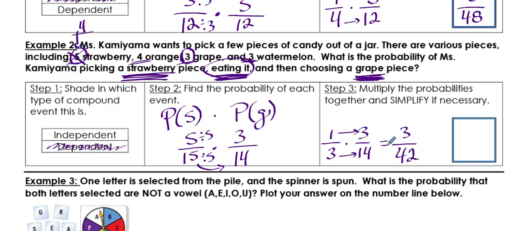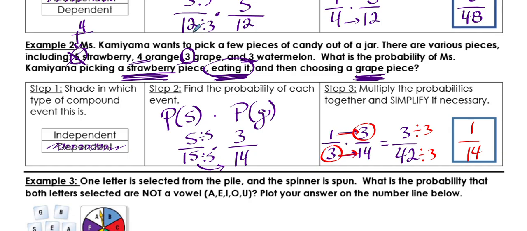It might not be immediately apparent that that can be simplified, but I noticed that there's a 3 on top and a 3 on the bottom. We multiplied by 3 here, and we multiplied by 3 there. That means we could divide by 3 on both top and bottom. We're going to divide by 3 there, that'll give us 1. Divide by 3 here, it's going to be back to that 14.